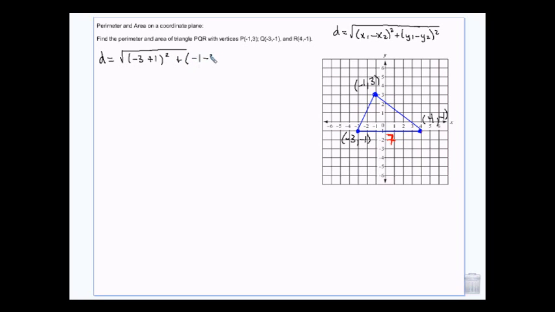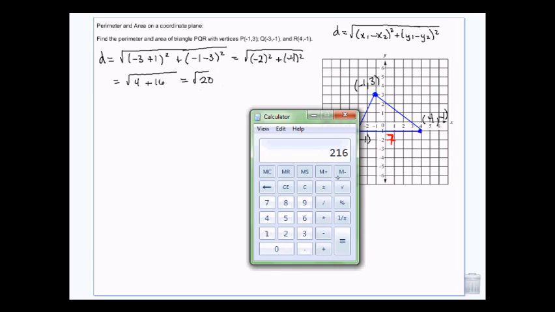Okay, so I'm plugging in x and y. So I've got -3 minus -1, which makes +1 squared, plus -1 minus 3 squared, which gives me -2 squared plus -4 squared. So that's 4 plus 16. So that is the square root of 20. Because I'm going to need to find the perimeter and area, I'm going to go ahead and figure that out, and I'm going to say it's 4.5.